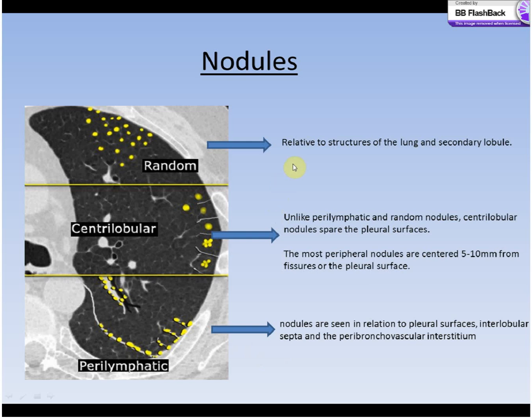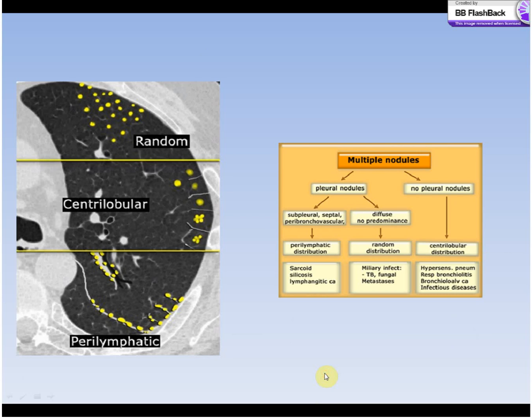And lastly, random. Well, these nodules don't have any relationship to the lymphatics or septae, nor do they reside solely in the middle of the secondary lobule. They tend to be everywhere. The reason that it's important to distinguish the type of nodules that you're seeing is the differential diagnosis.